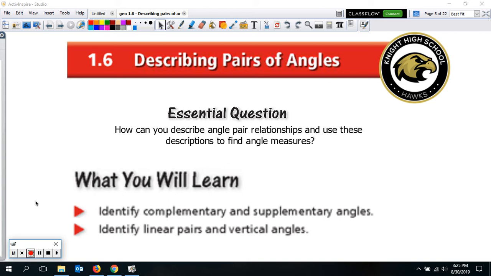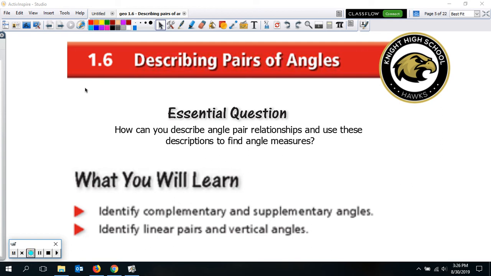Well, welcome back, geometry students. This is our last lesson in chapter 1.6. And the big idea, we're describing pairs of angles in this lesson. Like the song was just talking about, we're going to learn about complementary and supplementary angles, as well as linear pairs and vertical angles. They call them adjacent and opposite angles, but we're also going to see they're called linear pair for adjacent angles and vertical angles for opposite angles.